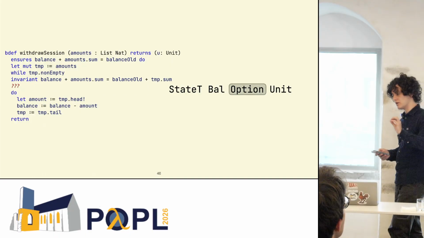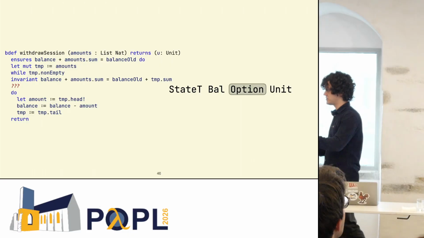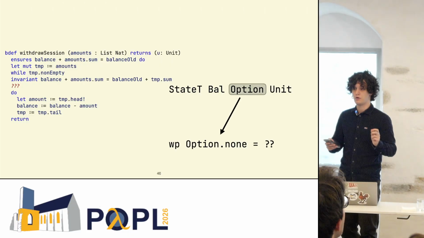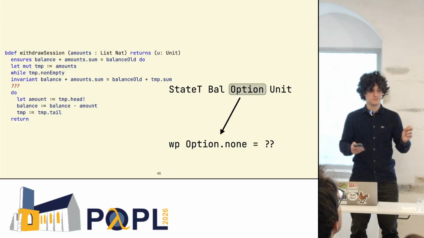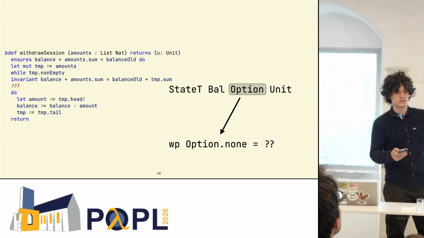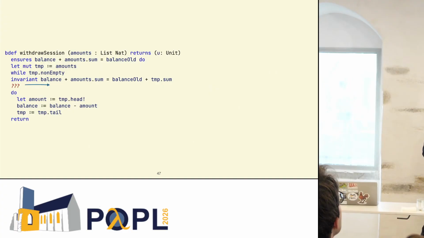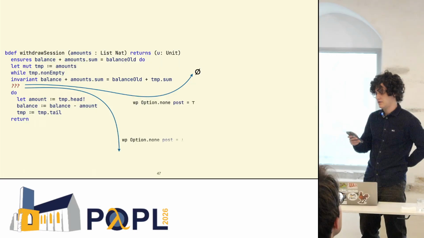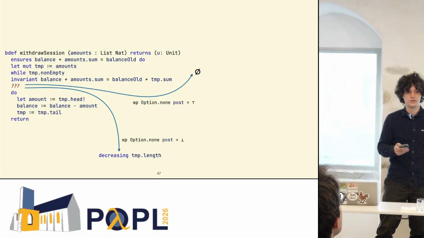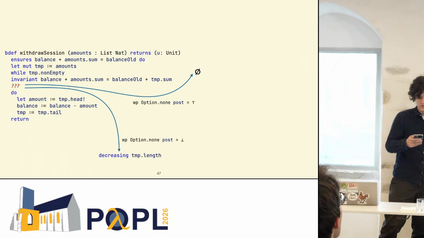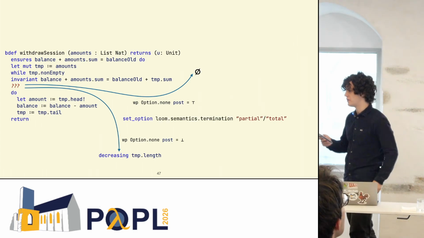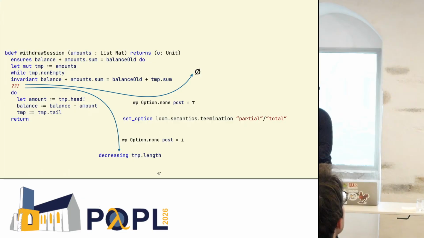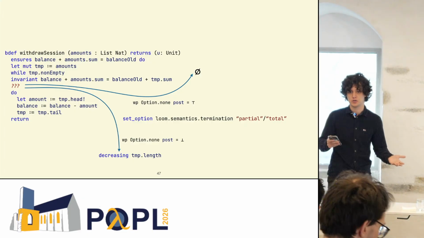Remember, I said that the semantics of divergence is option.none. So depending on how you define the weakest precondition on this option, you will get different logics, partial or total. If you, for example, define it to be true, then you get partial logic. Otherwise, you will get a total one, so you will need to provide the decreasing clause annotations. And in Loom, we can simply control it by setting the option semantics.termination to either partial or total.